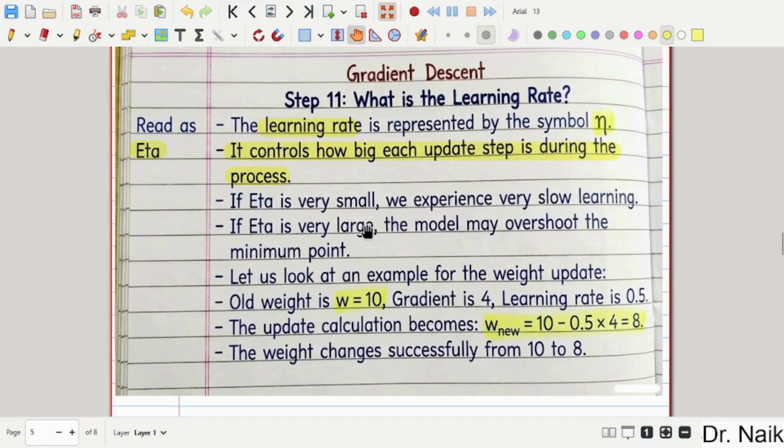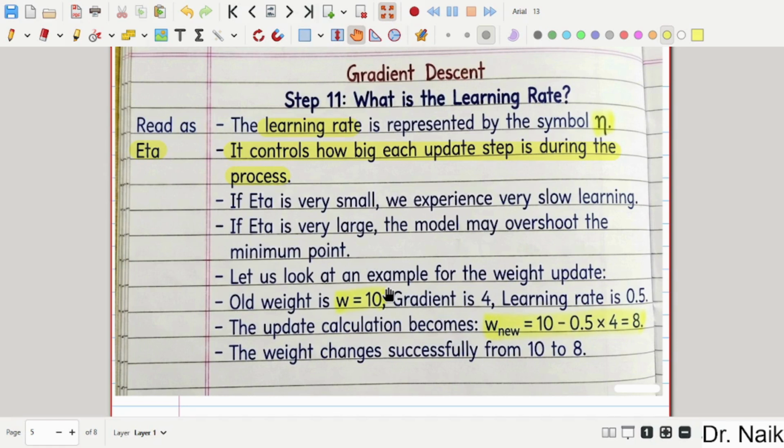What is the learning rate? The learning rate is represented by the symbol eta. It controls how big each update step is during the process. If eta is very small, we experience very slow learning. If eta is very large, the model may overshoot the minimum point.